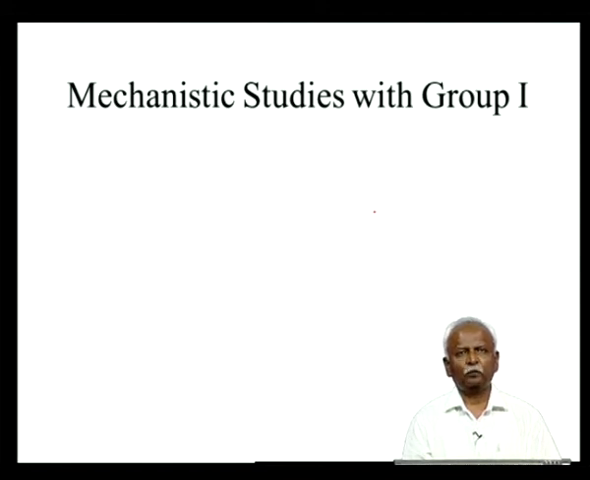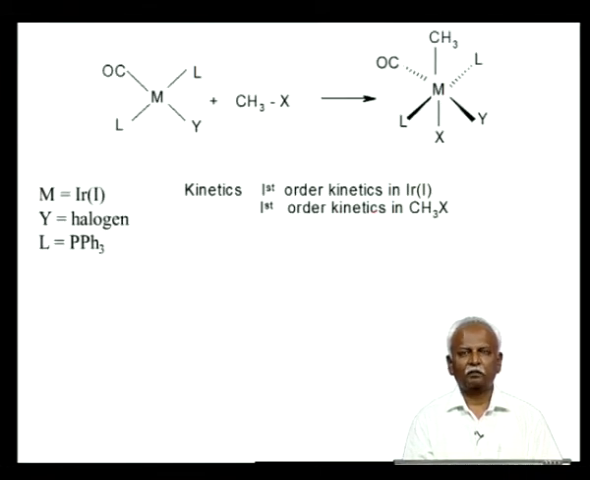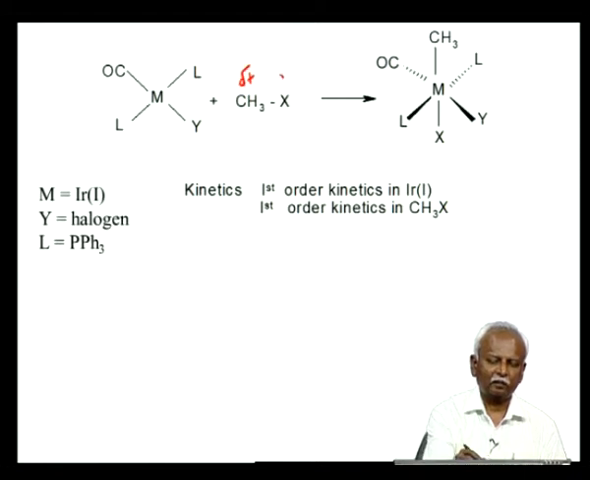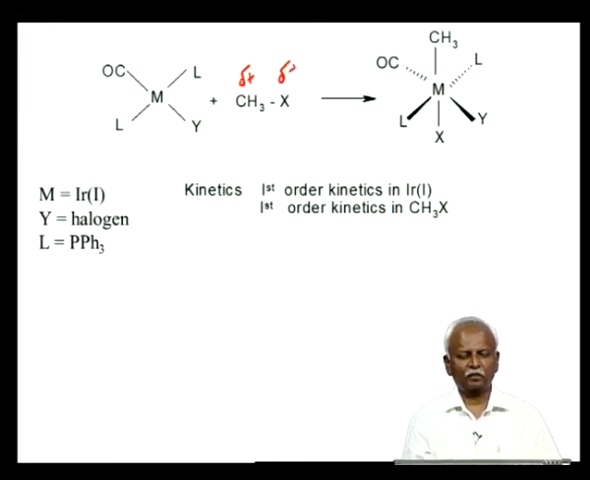So, first let us take a look at the mechanistic studies with group 1 molecules. Group 1 molecules, as I said, can be very easily polarized into plus and minus, and so we have several substrates which behave like this. Typically, we can think about a molecule like methyl halide. Now, methyl halide is polarized as delta plus and delta minus, and this is easy to see.